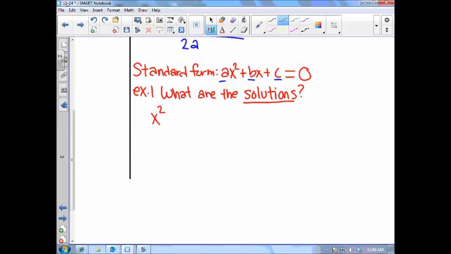Okay, here's our first one: x squared minus 4x equals 21. Now, if you remember from the song, ax squared plus bx plus c, make sure it's set equal to 21. No, make sure it's set equal to 0. Then it's easy. Is this set equal to 0?